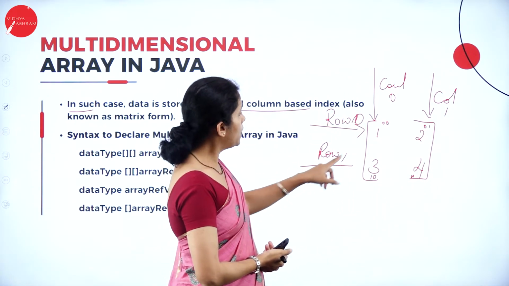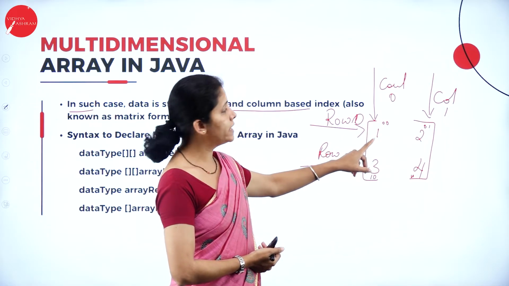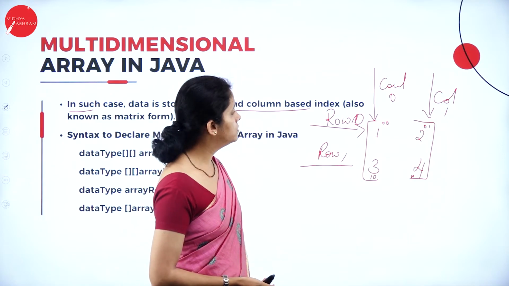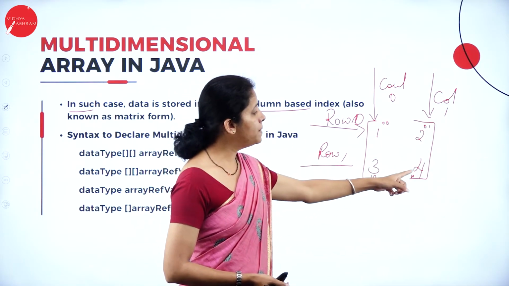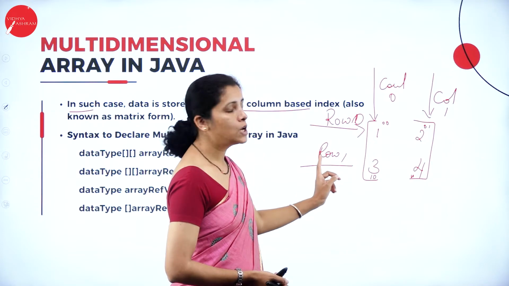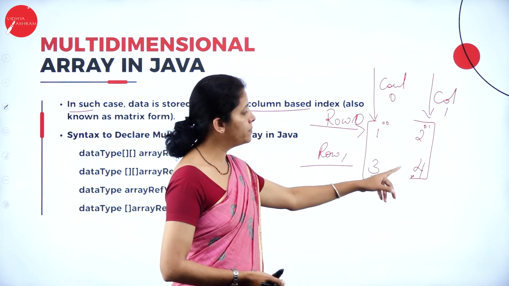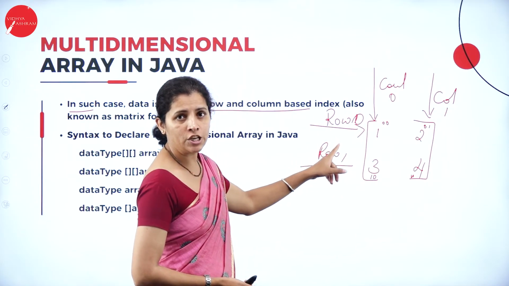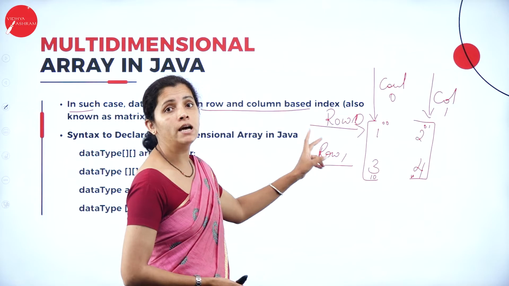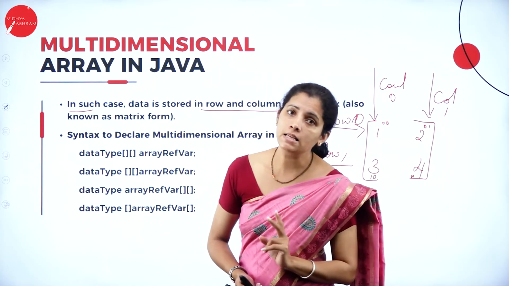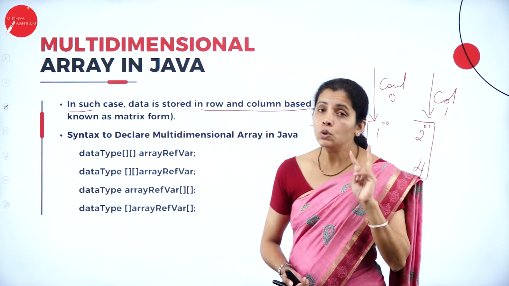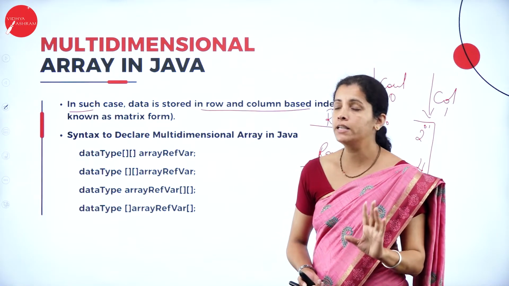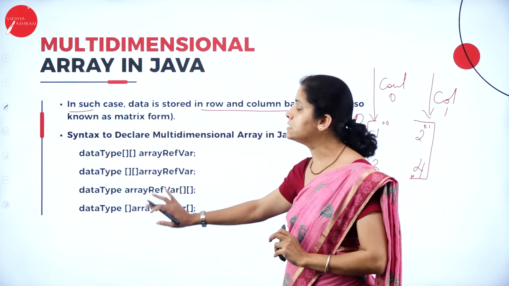Now to access element 1, I require the row index as well as the column index. To access element 4, I want the row index as well as the column index, that is 1, 1. So this kind of representation is known as a multi-dimensional array. Multi in the sense what? I want 2 dimensions, or I want 2 indexes to access the element, and this is the syntax I have here.